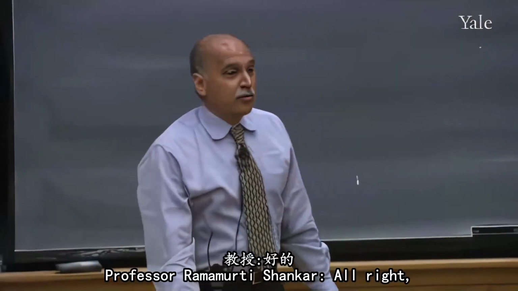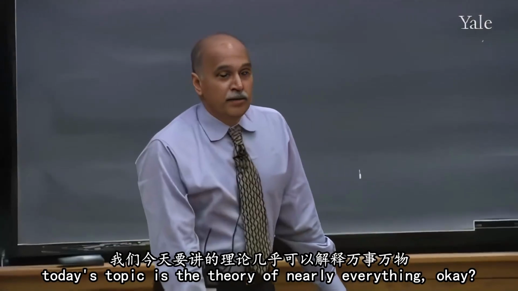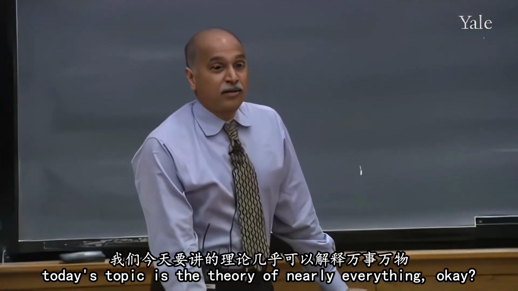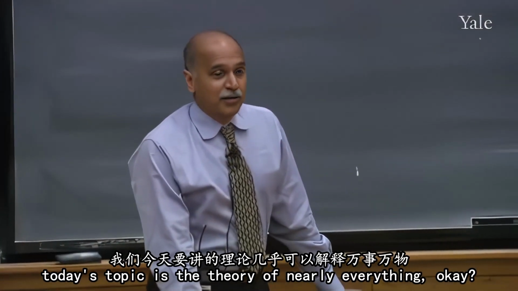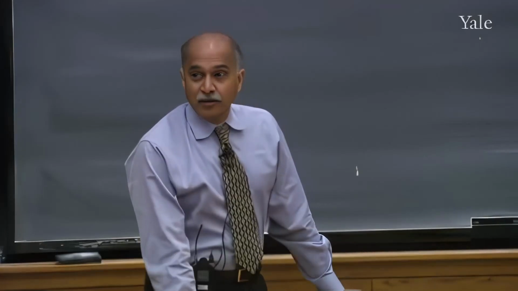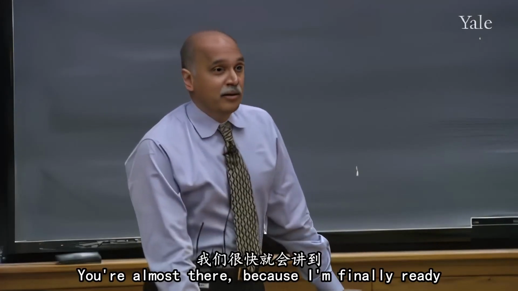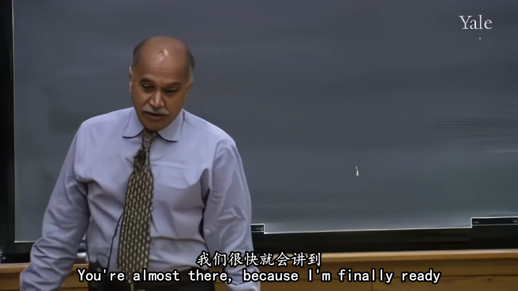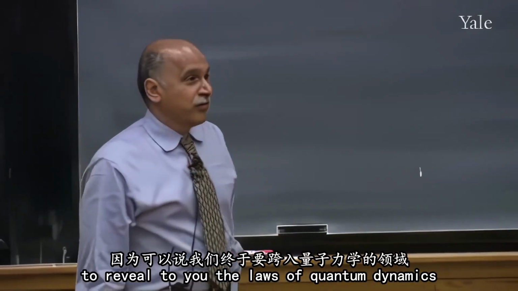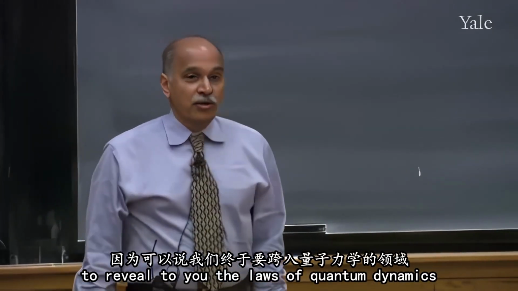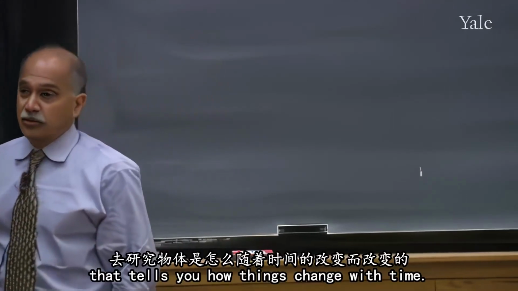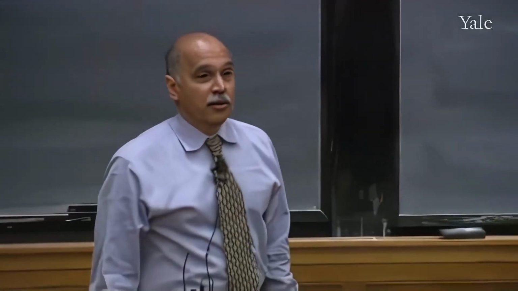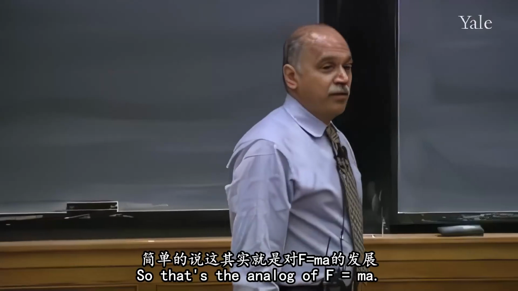All right, today's topic is the theory of nearly everything. Okay, you wanted to know the theory of everything, you're almost there. Because I'm finally ready to reveal to you the laws of quantum dynamics that tell you how things change with time. So that's the analog of F equals ma. And that's called the Schrödinger equation.